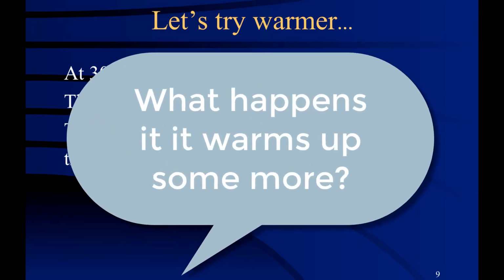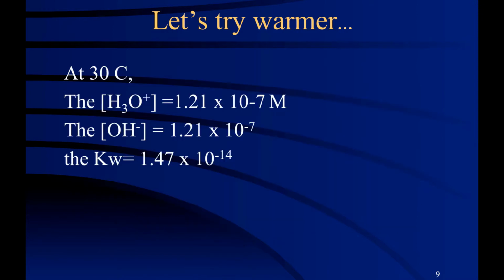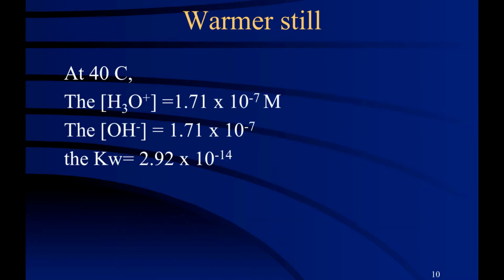What's that? You want to warm it up a little bit more and see what happens? Okay, I got you. At 40 degrees, the hydrogen ion concentration, or hydronium, whichever one you'd rather do, is 1.71 times 10 to the negative 7th. Even higher. The Kw, when you multiply them together, is shown here. Stop and go ahead and take the pH, pOH, and pKw. See what you get. I got a pH of 6.767, even lower than 7. So the pH is 7 at 25 degrees, and at 40 degrees, it's 6.767.